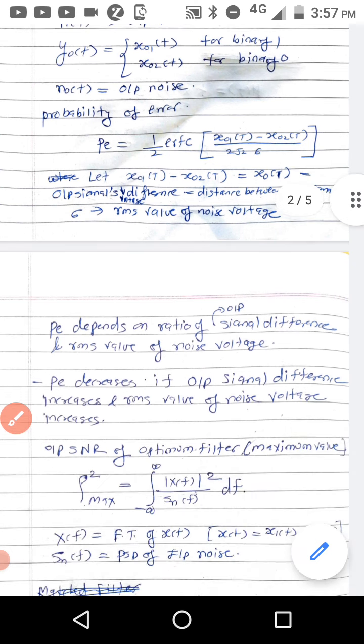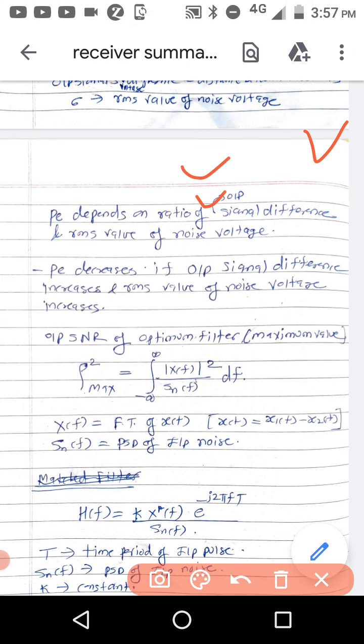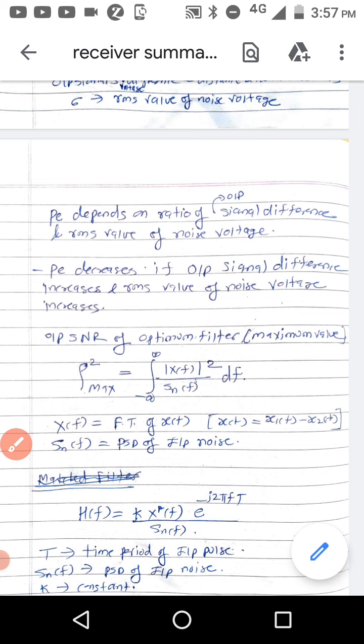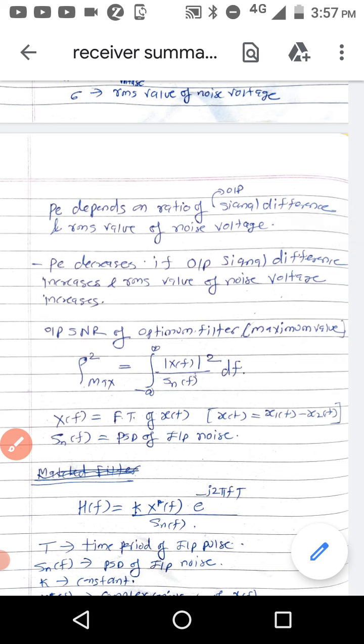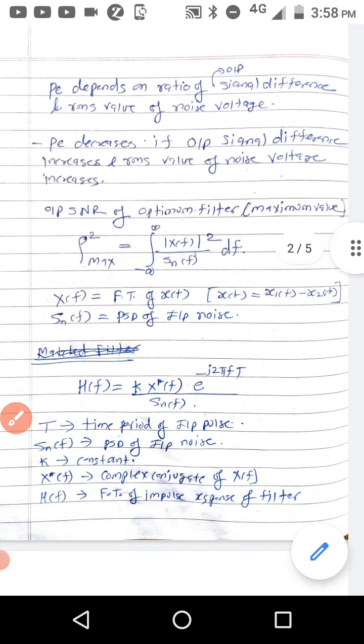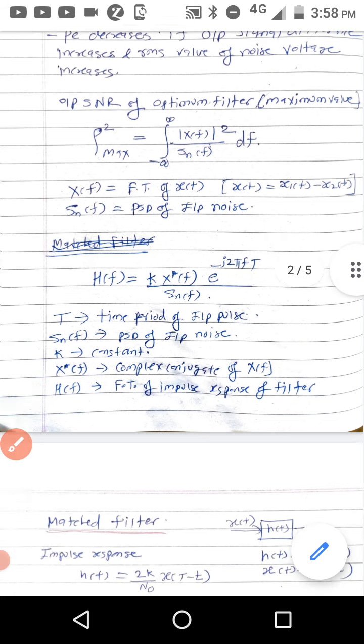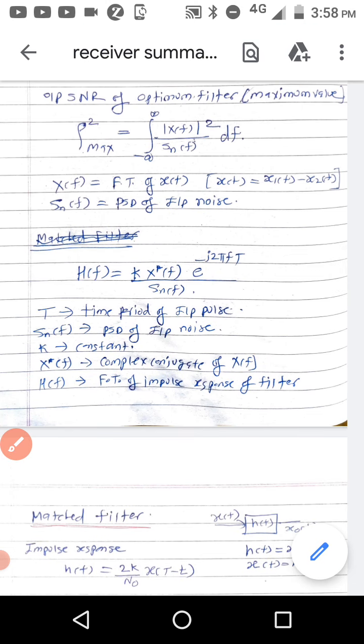Then we have come across optimum filters maximum SNR. What is that value? That value we got as this one, integral from minus infinity to infinity of mod X(f) square divided by S_N(f) df. So mod X(f) is again Fourier transform of x(t), which is x1(t) minus x2(t), and S_N(f) is PSD of input noise. Then we got transfer function of the optimum filter, that is equal to k X star(f) e raised to minus j2 pi f T divided by S_N(f). So all this you have to remember. T is time period, and S_N(f) is PSD of the input noise.